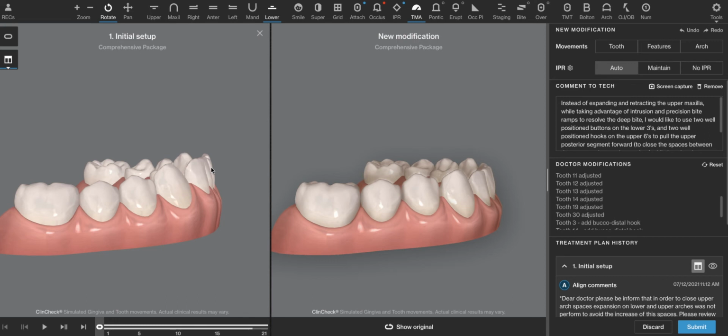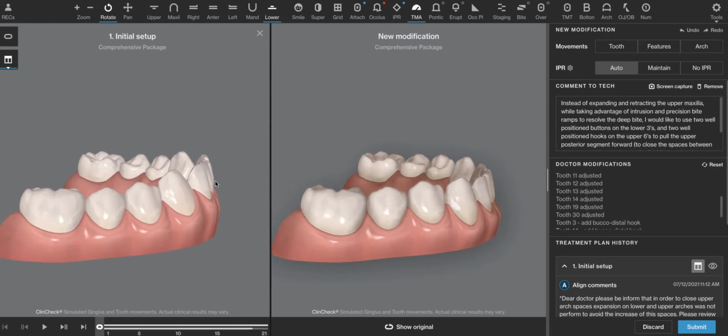The wire is not where the teeth are going to end up. The wire is purely showing the forces on the teeth.